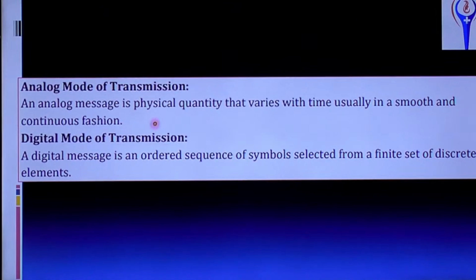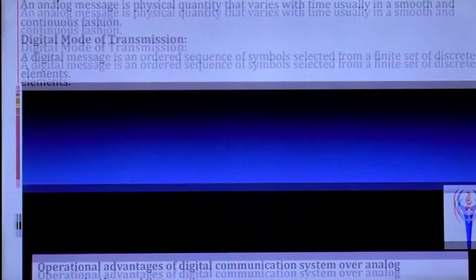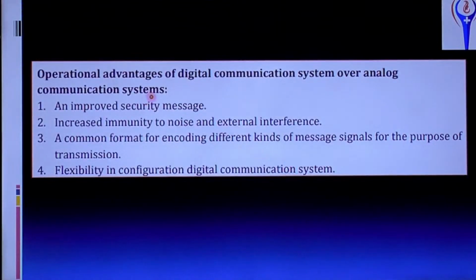Analog mode, already said. Analog mode means it varies with time, usually in a smooth and continuous fashion. Digital one is drawn as a finite set of discrete elements, as 0 or 1. Operational advantages of digital communication: improved security of message, increased immunity to noise and external interference, a common format for encoding different kinds of message signal for the purpose of transmission, and flexibility in configuration of digital communication systems.